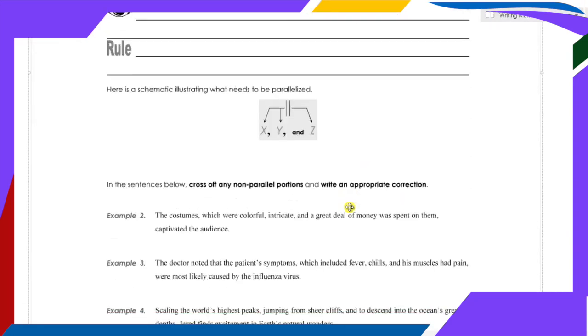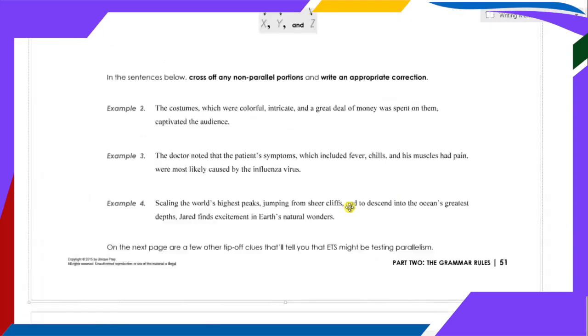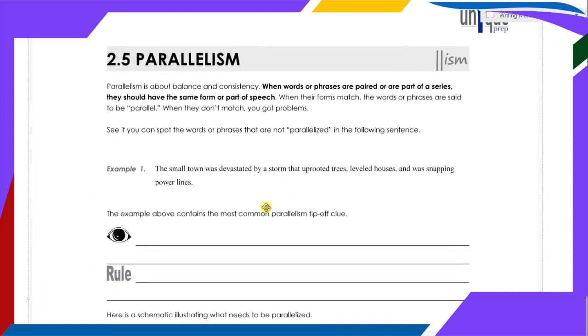Parallelism, the writing manual, page 51, parallelism. So what is parallelism? Parallelism is all about balance. It is about making sure that details in a sentence are expressed in the same form or with the same part of speech. You may want to go ahead and highlight this here.